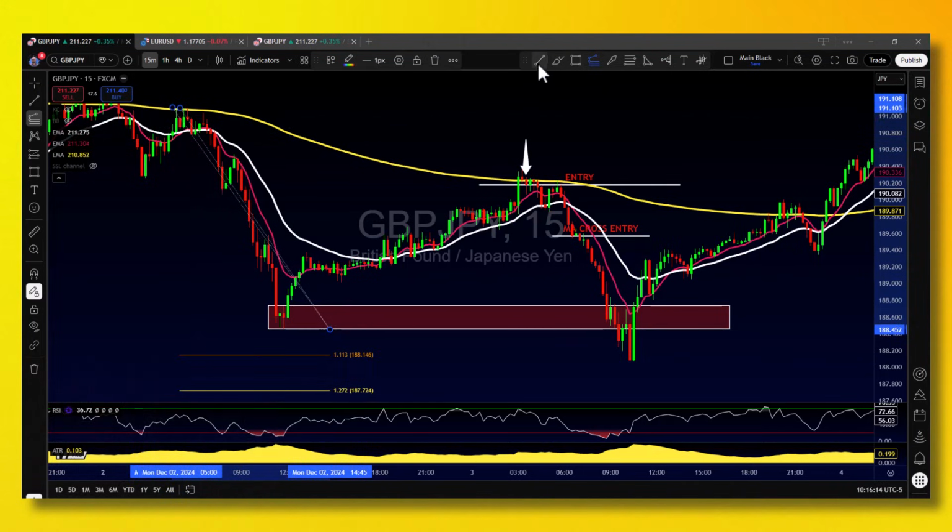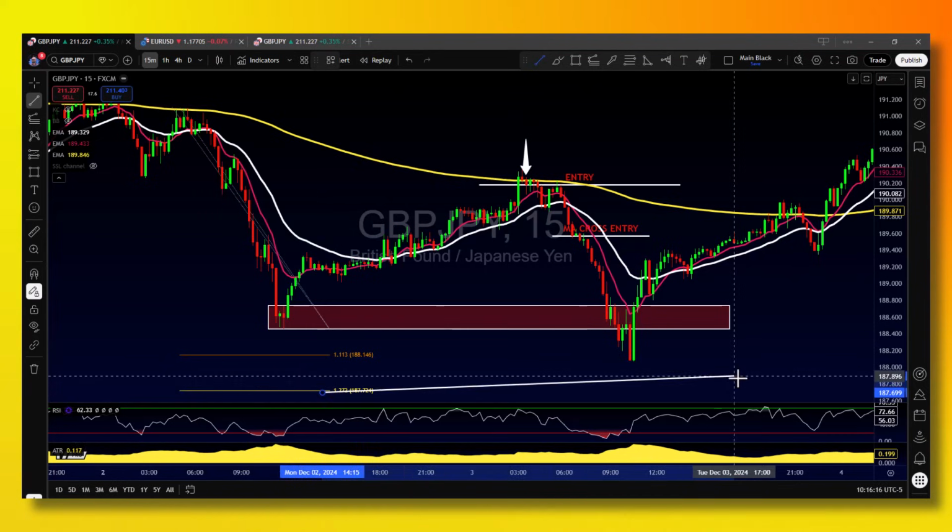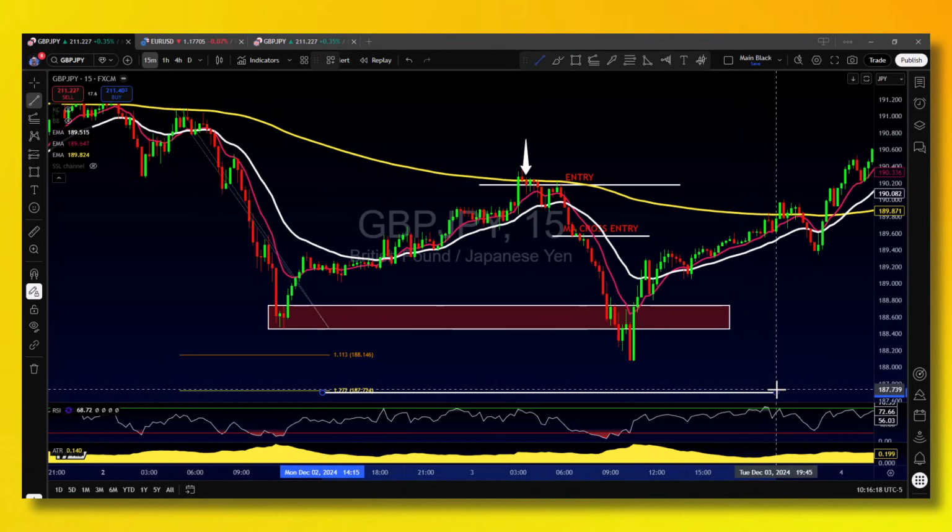Here we go, down here being our target 2, or target 2, depending on what your method was.